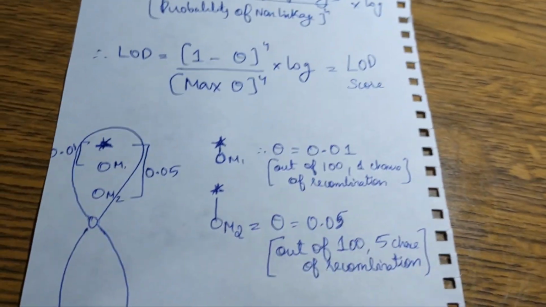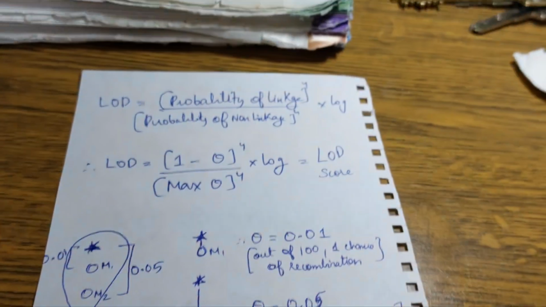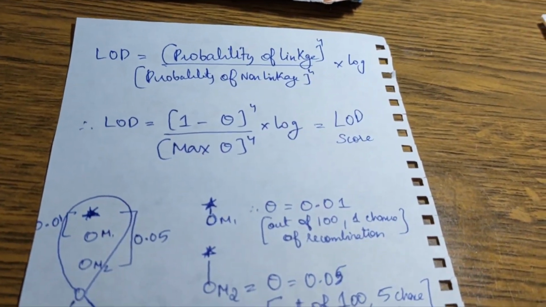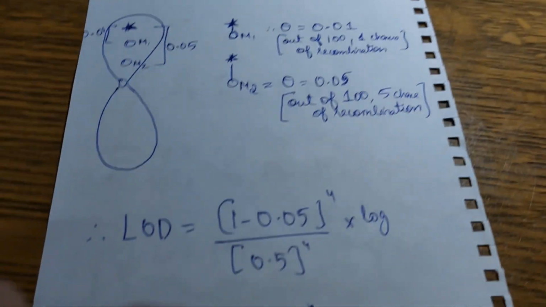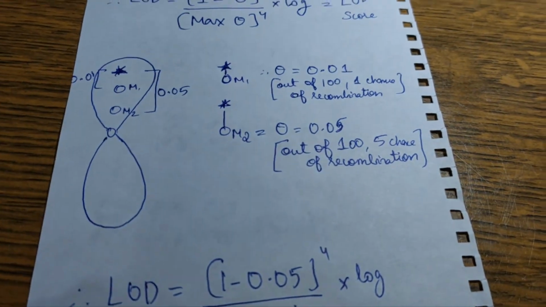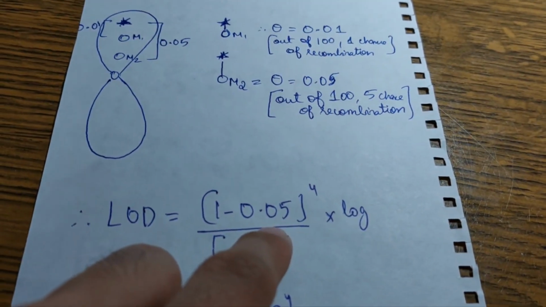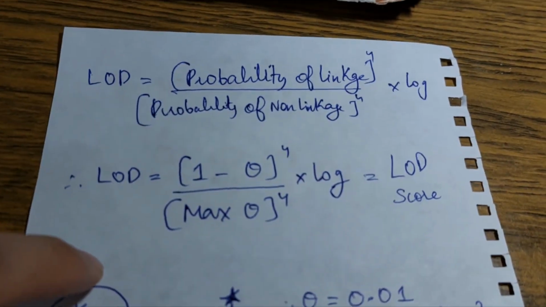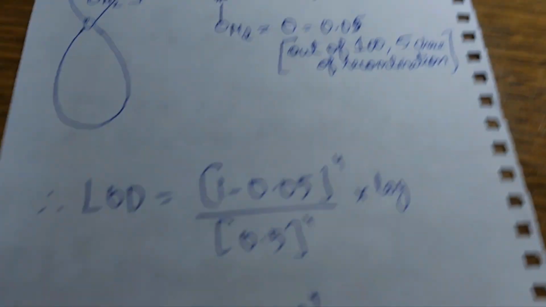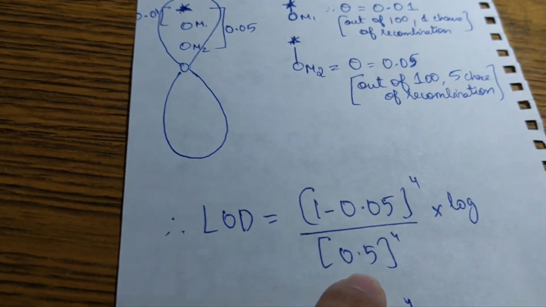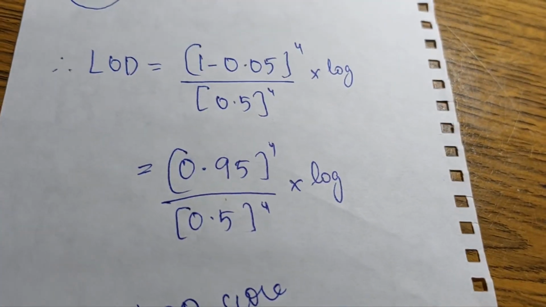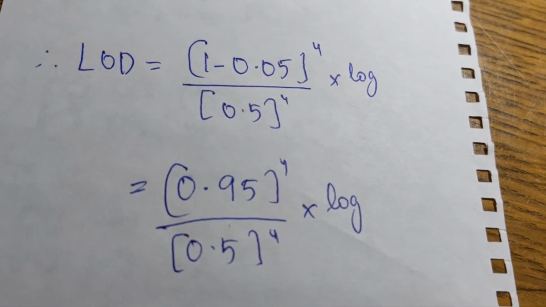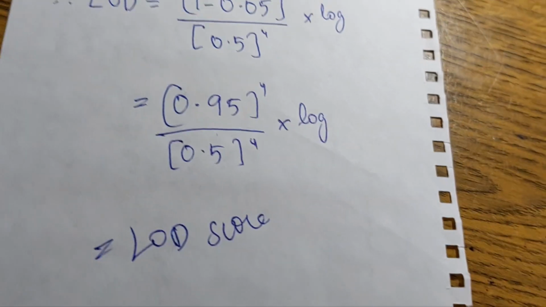Now if we consider the LOD formula and put in the values, for example for marker 2, the LOD score is going to be: probability of linkage will be 1 minus theta, so 1 minus 0.05, to the power of 4, divided by probability of non-linkage, which is maximum theta, equal to 0.5 as we had calculated, to the power of 4, into log. So that is 0.95 to the power of 4 by 0.5 to the power of 4, into log, and this will give us our LOD score.